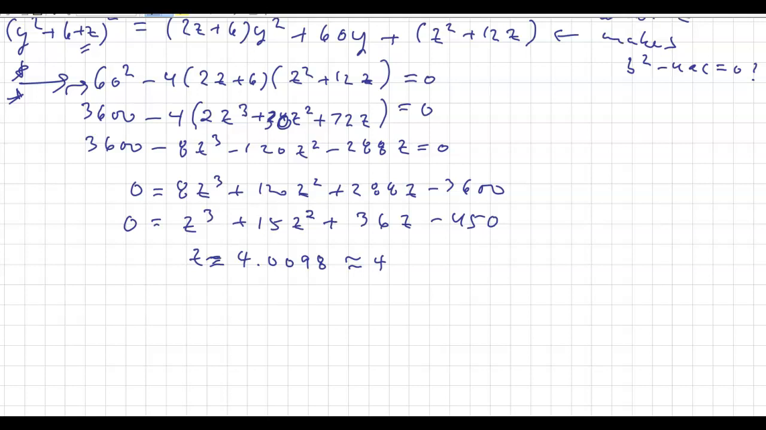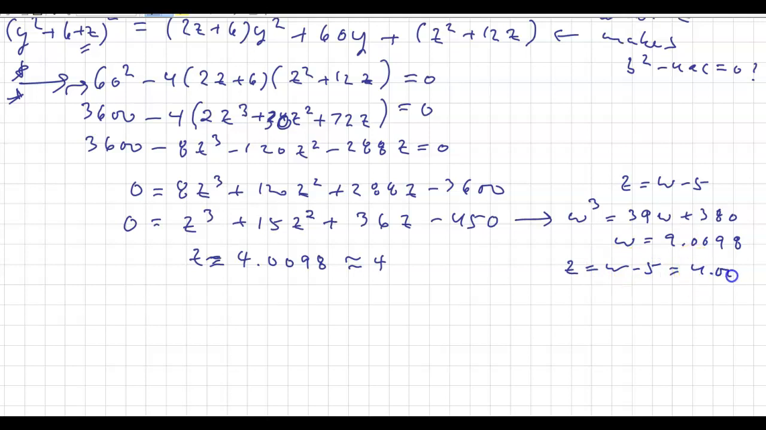Again, there's a process there. You would first turn it into the depressed cubic, w cubed equals 39. I'm running out of letters. 39w plus 380. Using the transformation of z is equal to w minus 5. W became 9.0098, and that made z is equal to w minus 5 is equal to 4.0098. Anyway, that's to watch the previous video.